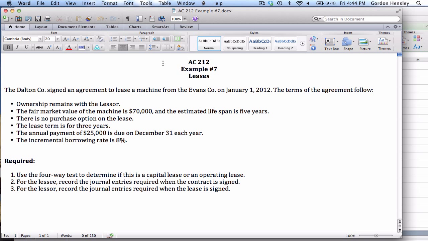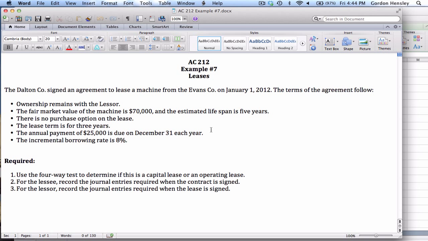Ownership remains with the lessor. The fair market value of the machine is $70,000. The estimated lifespan is 5 years. There is no purchase option. The lease term is for 3 years. The annual payment of $25,000 is due on December 31st of each year. The incremental borrowing rate is 8%.